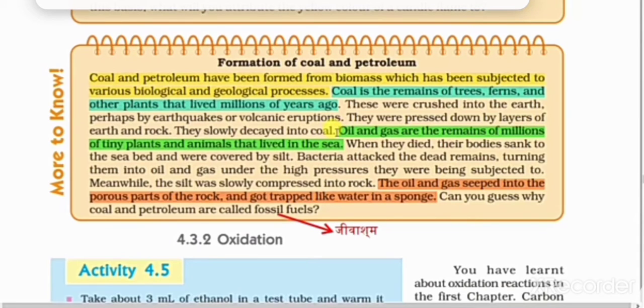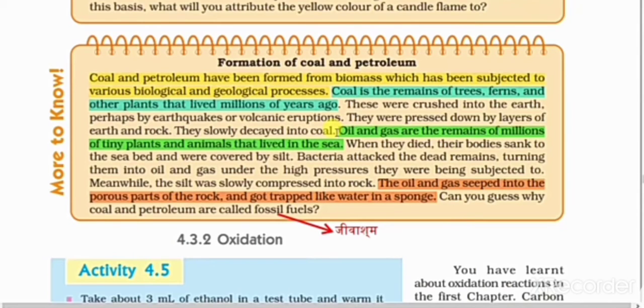Oil and gas are the remains of millions of tiny plants and animals that lived in the sea. How is oil formed? When they died, their bodies sank into the seabed and were covered by silt. Silt means a layer. Bacteria attacked the dead remains, turning them into oil and gas under high pressure. Meanwhile, the silt was slowly compressed into rock. The oil and gas seeped into the porous part of the rock and got trapped like water in a sponge.